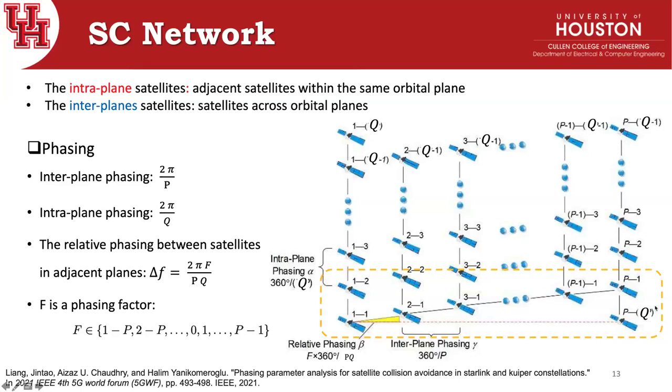As you can see in the picture on the right, we can get the interplane phasing here. Interplane phasing is the difference of the angle between two planes, and it equals 2 pi divided by P. And this is the intraplane phasing, which is the angle difference between the satellites on the same orbit. It equals 2 pi divided by Q.